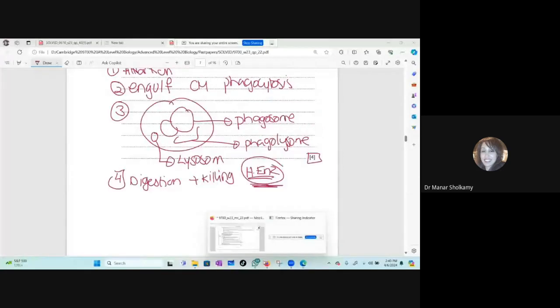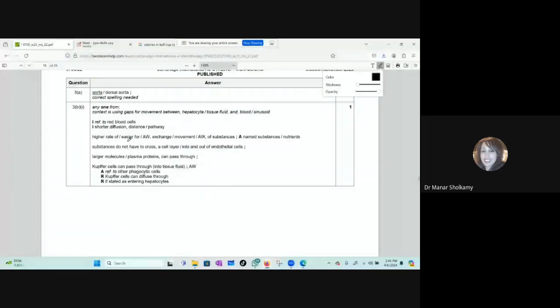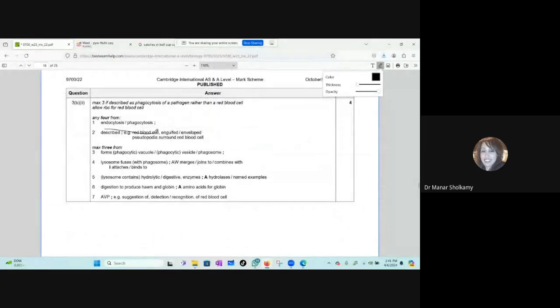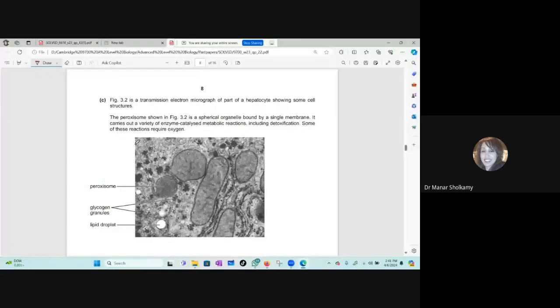Let's look at the marks in case we're not right. So where are we? We answered this question. Endocytosis, phagocytosis, the red blood cell will be engulfed by the pseudopodia, correct? And then the phagosome, and then the lysosome will fuse, and the lysosome will contain hydrolytic enzymes. Give examples, digestion to produce, and then any valid point, example, suggestion, which we said at the very beginning. So we gave the answer in full.